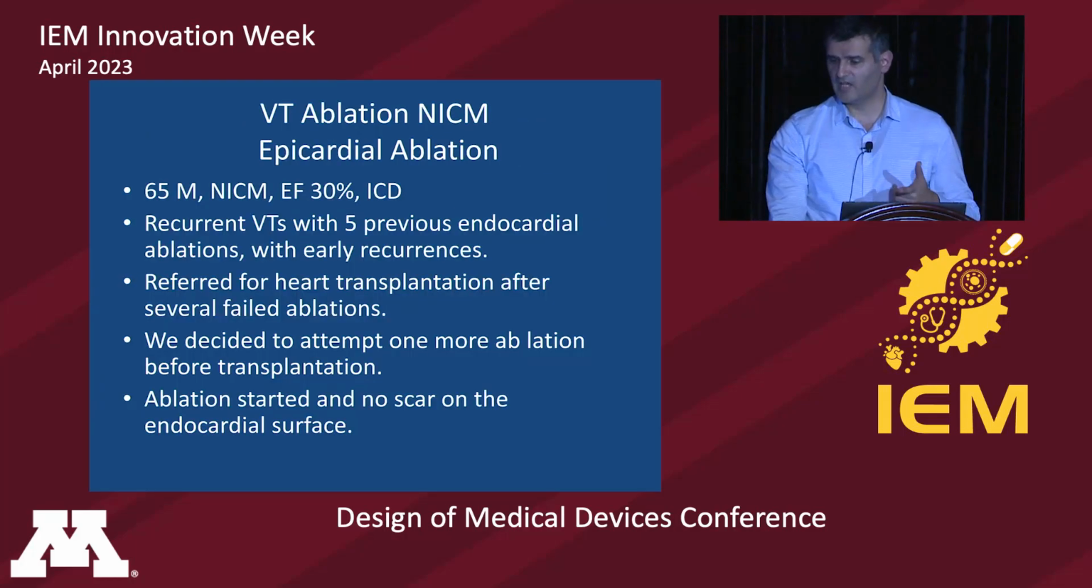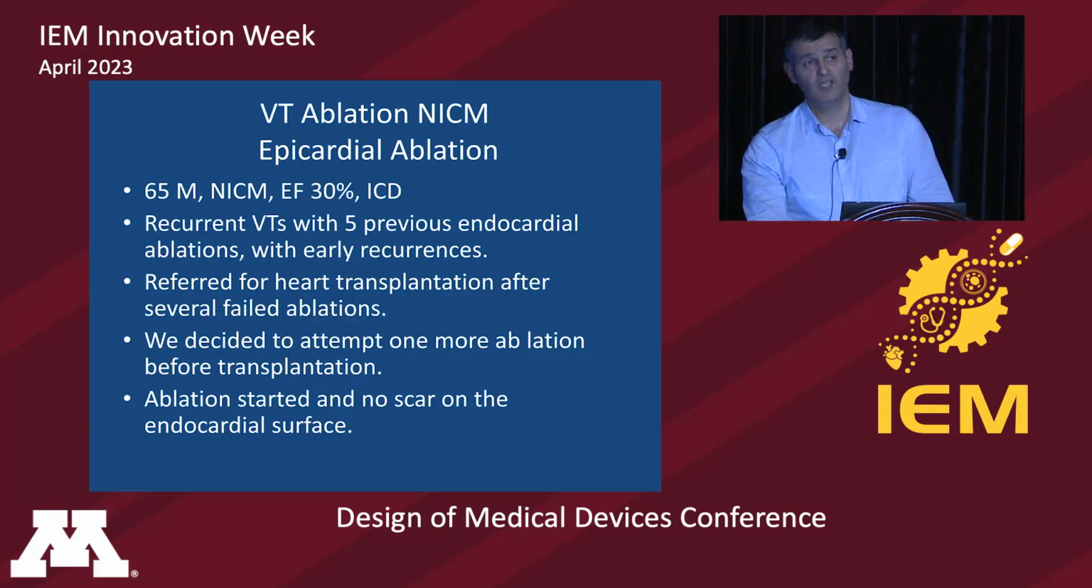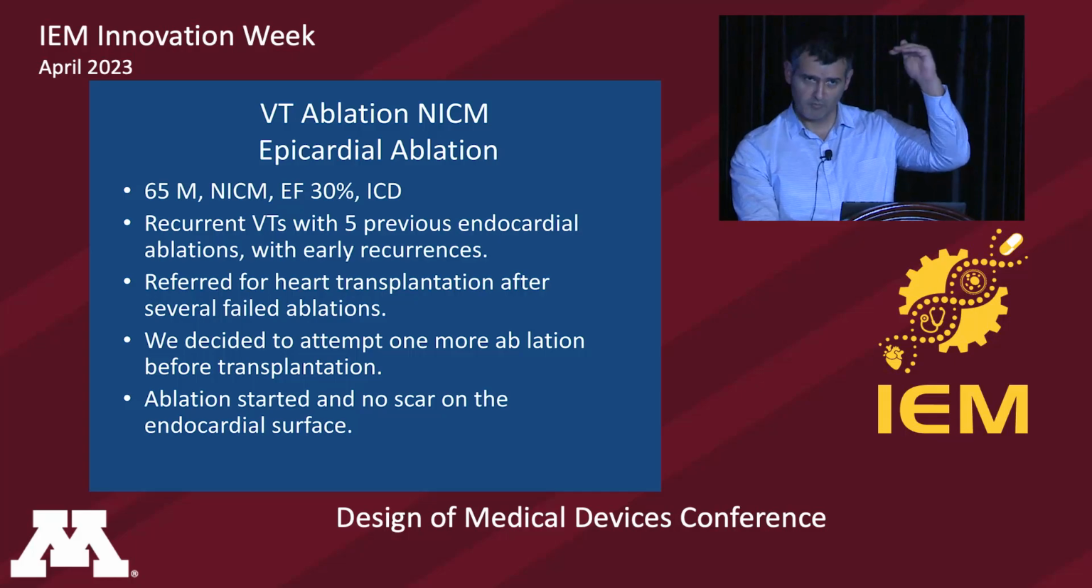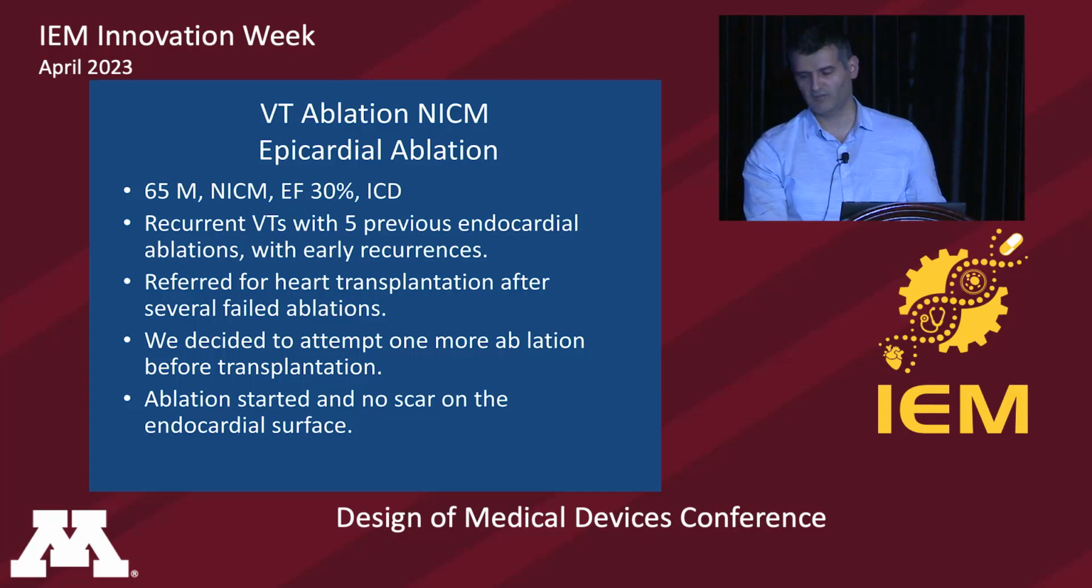So this is an example of a 65-year-old guy. He has a non-ischemic cardiomyopathy. So these scars are really hard. They're not usually on the inside of the heart. They're on the outside of the heart. That's the peak of VT ablation, is non-ischemic VT. His EF is 30%. He has already an ICD.